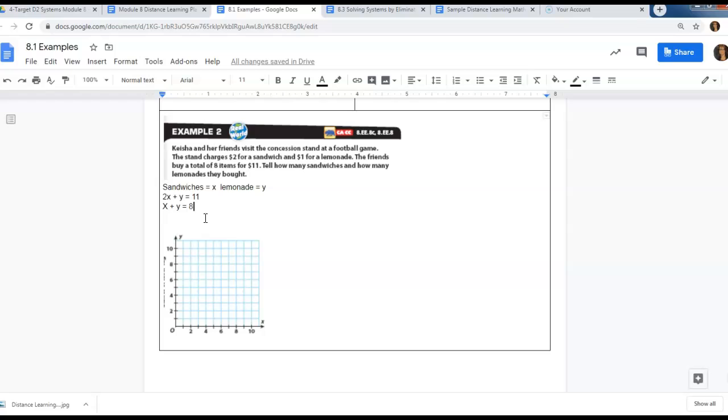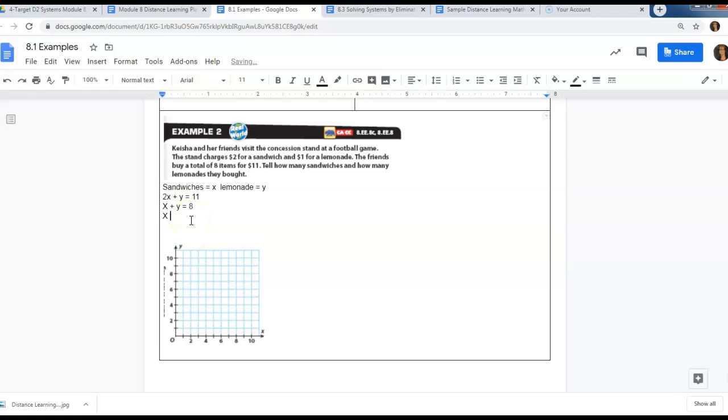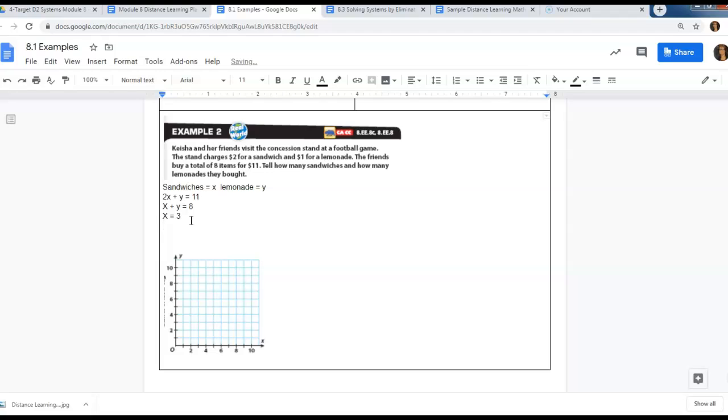Now, this system is actually easier to solve by elimination because I can just subtract right here. Look, I can just subtract them. These stand out. Once I subtract them, 2x minus x is x, y minus y is 0, 11 minus 8 is 3, so that means that x is equal to 3. I'm done. X equals 3. So now I have to figure out y. Well, if I add x plus y equals 8, 3 plus y gives you 8, so y is 5, and I'm done. Unfortunately, they want us to solve it by graphing.